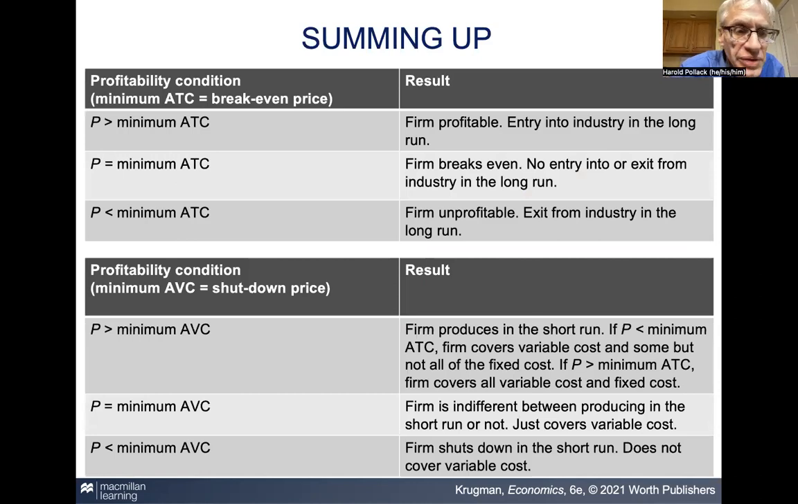So, summing up, if price is bigger than the minimum average total cost, the firm is profitable, but new firms are going to want to come into that industry in the long run because they can see that somebody's making money. If price is equal to the minimum of the average total cost curve, the firms are breaking even. There's no incentive for firms to come in or leave the industry. This is where a perfectly competitive industry ends up. If price is less than the minimum of the average total cost curve, then you have a problem: firms are going to leave that industry in the long run.